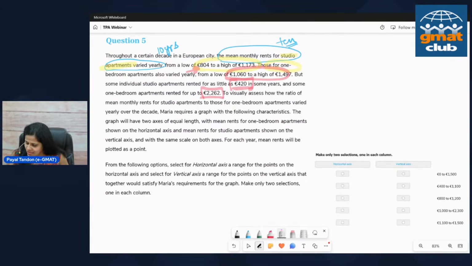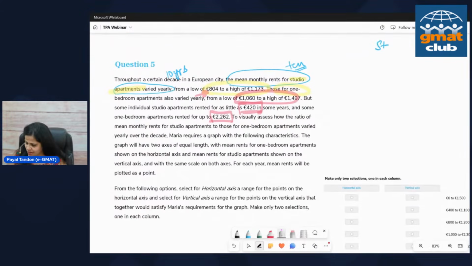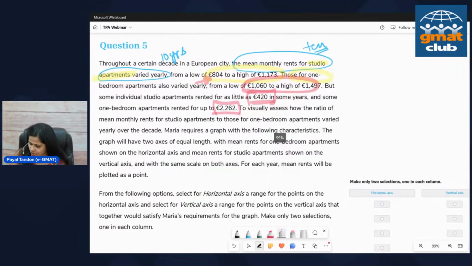Now with all that information provided, they're saying that to visually assess how the ratio of mean monthly rents for studio apartments to those for one bedroom apartments varied yearly over the decade, Maria requires a graph with the following characteristics. All of this you can just glean through, because it is just telling the intent behind the graph. What we are really concerned about are the characteristics of that graph.